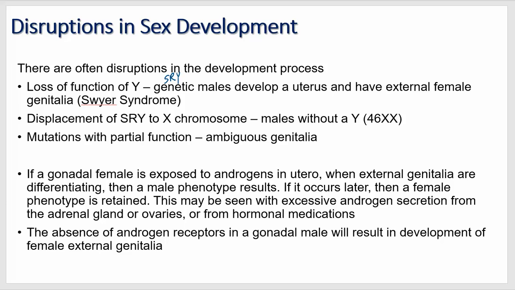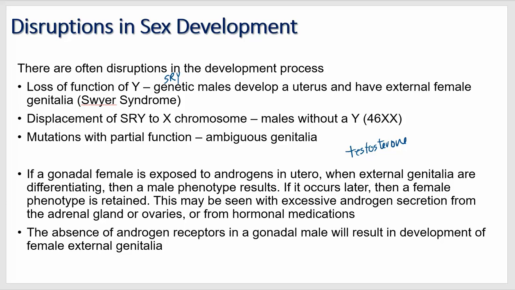So sometimes there are mutations with partial function, causing ambiguous genitalia, because there are other processes along the way, other gene expression proteins that are made, and if they're not made properly, or with exposure to hormones, this can cause ambiguous genitalia. All right, so if a gonadal female is exposed to androgens in utero, remember it is the presence of testosterone that causes the Wolffian ducts to develop. So the Wolffian duct doesn't care where the testosterone comes from. When the external genitalia are differentiating, a male phenotype results.